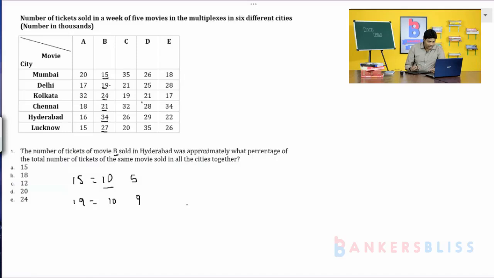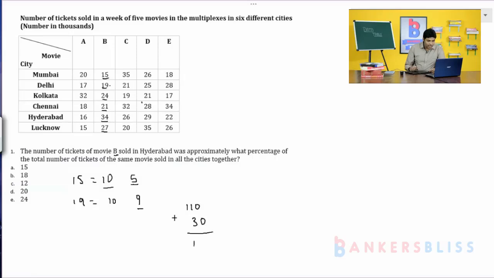So 110 plus the remaining values. In 15 the remaining value is 5, in 19 the remaining value is 9, and in Kolkata also, 24, the remaining value is 4. So that you start to add. So 5 plus 9, 14, plus 4, 18, 18 plus 1, 19, 19 plus 4, 23, plus 7, 30.